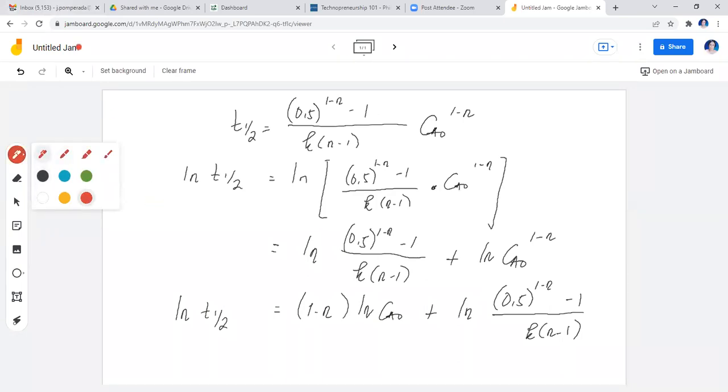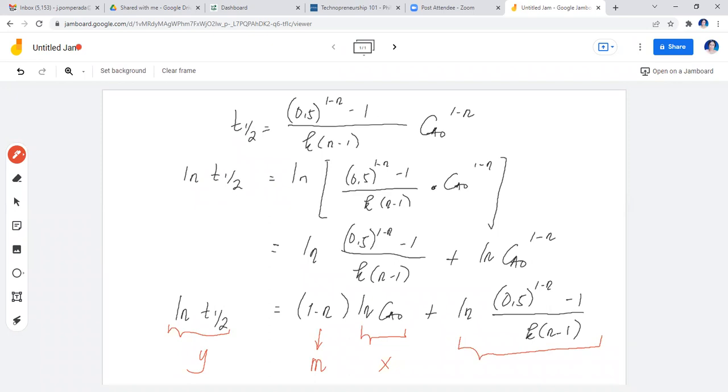As suggested, you are to plot the log or the ln of the half-life, that should be the y, versus the ln of the CAO. This is your x. And from that plot, you will get the slope of that line. This is the m. And this entire expression here, if you have the y-intercept, and after you have taken the n, you can get the k. So you can see that this is an equation of a line. It's a linearized form of the original equation for determining the half-life given the value of the initial concentration.